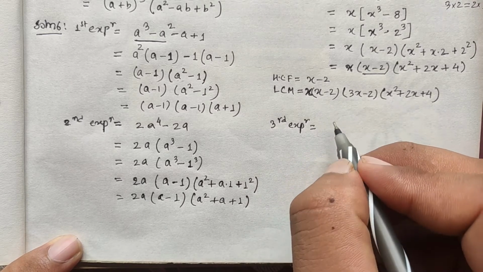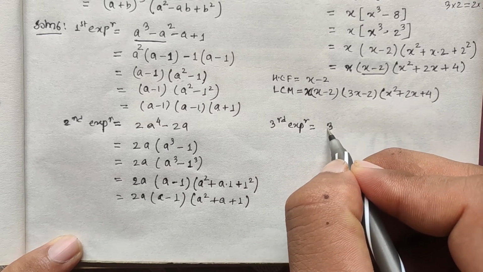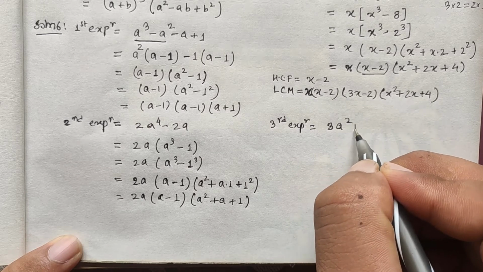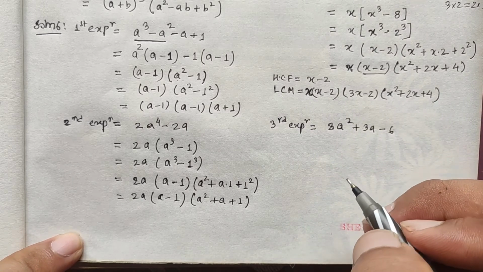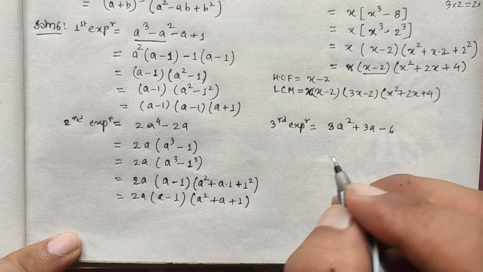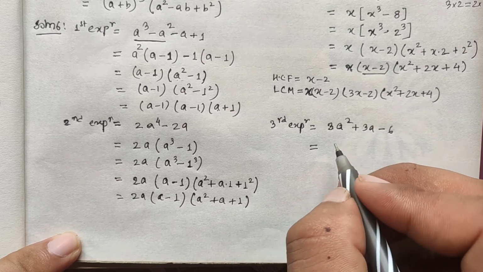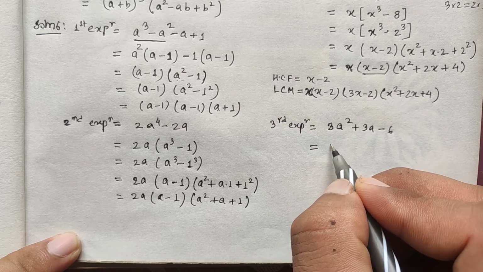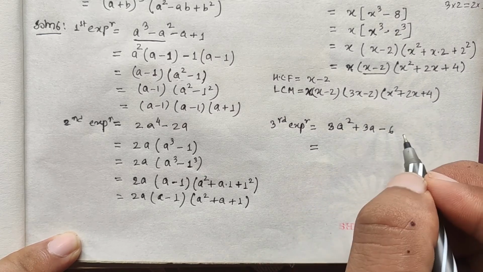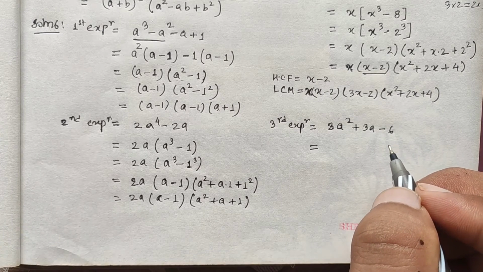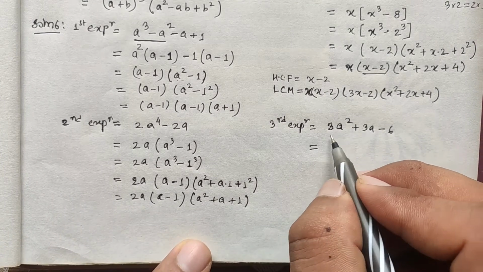The third expression is 3a square plus 3a minus 6, is it not? So this is our third expression. Now try to solve the third expression. We are going to write it in factorized form, otherwise you cannot write HCF and LCM. So how can you solve it?